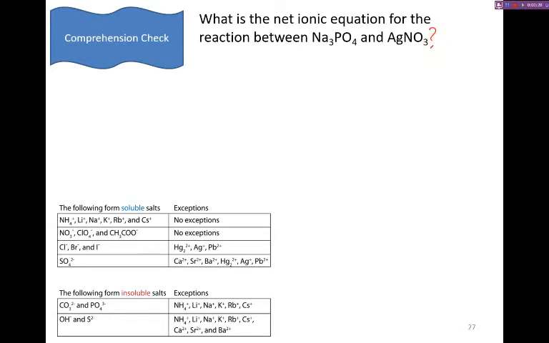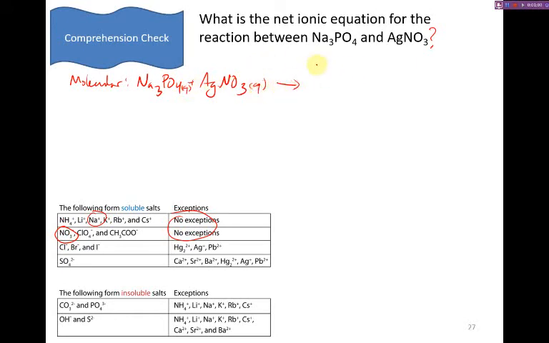Welcome back. To write the net ionic equation for the reaction, what we first need to do is determine the molecular equation. That's going to be sodium phosphate reacting with silver nitrate. When you look at the solubility rules, sodium and nitrate compounds are always soluble, which means these are going to be listed as aqueous.